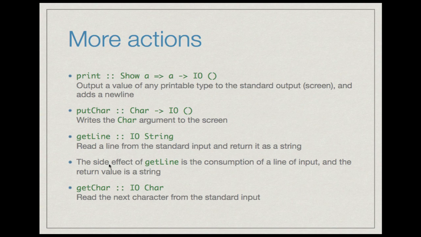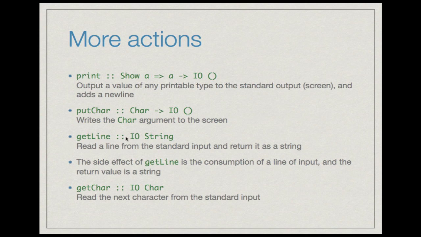Here are some more actions. print, whose signature is Show a => a -> IO (). This outputs a value of any printable type to the standard output, which is the screen, and adds a new line. putChar is a function from Char to IO (). It writes the char argument that is provided to it on the screen.